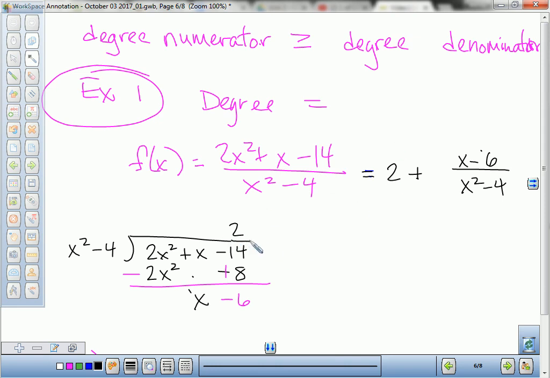Okay. So division is always our quotient with our remainder over our divisor. So this breaks down into this. What do you think the 2 represents? Okay, let me be more specific. What do you think the 2 represents in terms of its graph? The y-intercept. Why is that? Slant asymptote. Horizontal asymptote.